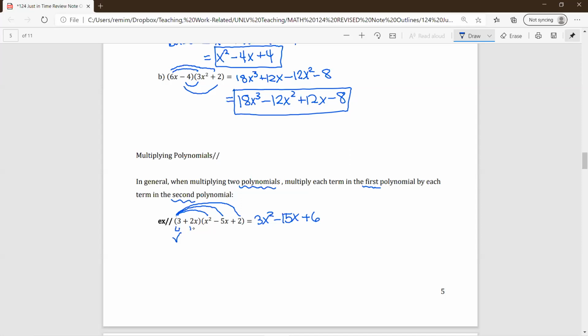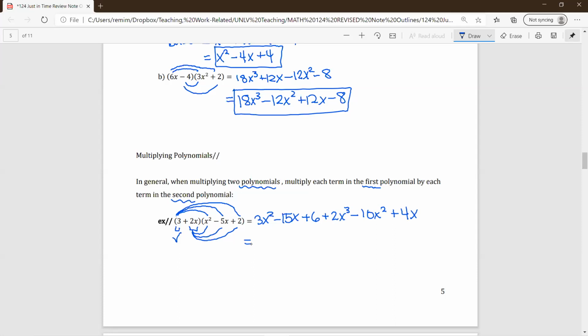Then I move on to the 2x, and I do the same thing. Make sure I just multiply the 2x by each of those terms. So 2x times x squared gives me a positive 2x cubed. And then a positive 2x times a negative 5x is a negative 10x squared. And then next, we have the 2x times the positive 2, so that's a plus 4x.